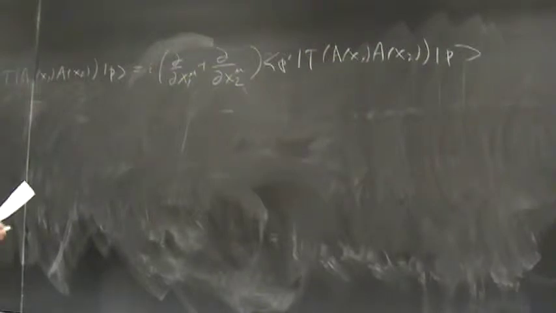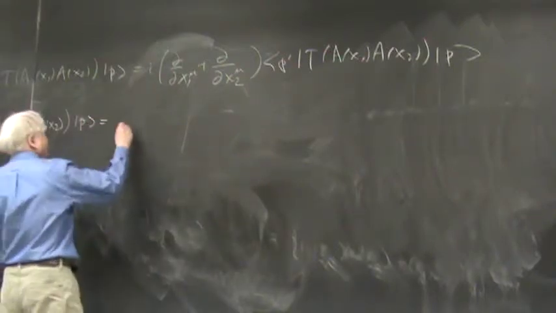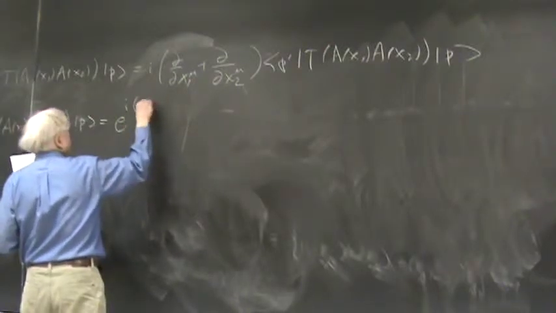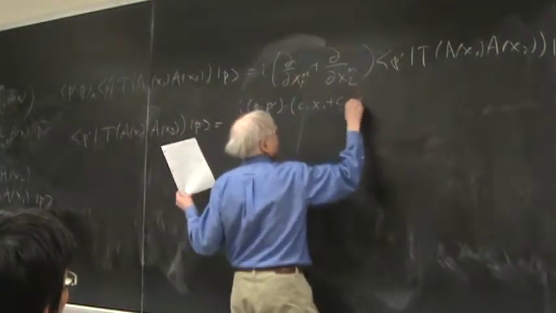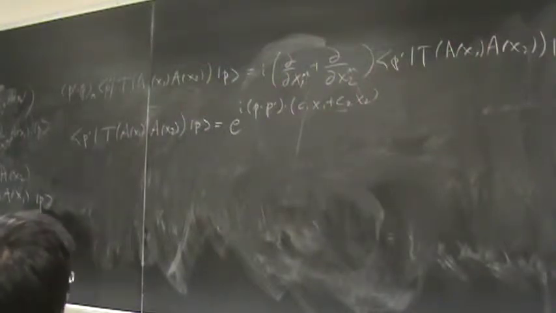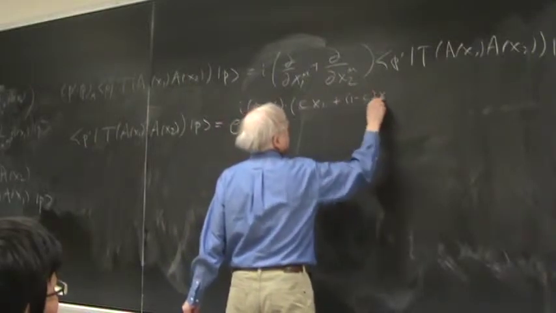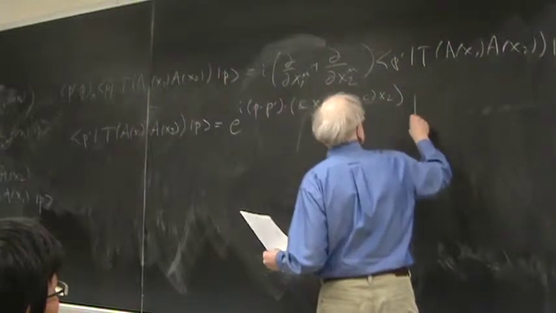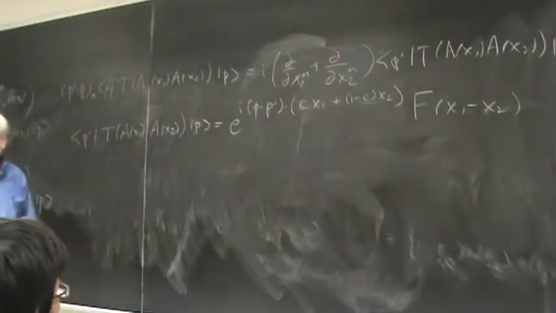And now the solution here is a little bit surprising and a little bit odd. It's that this is equal to e to the i P minus P prime dotted into, and here's what's odd, c1 x1 plus c2 x2. Or let me write it more simply for this particular case. When there are only two, it's possible to write this a little bit more simply: c x1 plus 1 minus c x2, times some function f of x1 minus x2. Well, not arbitrary, it's a particular function, but it only depends upon x1 minus x2.